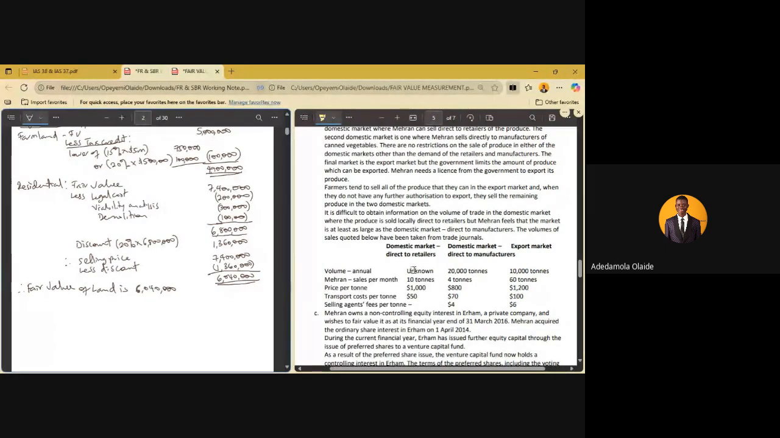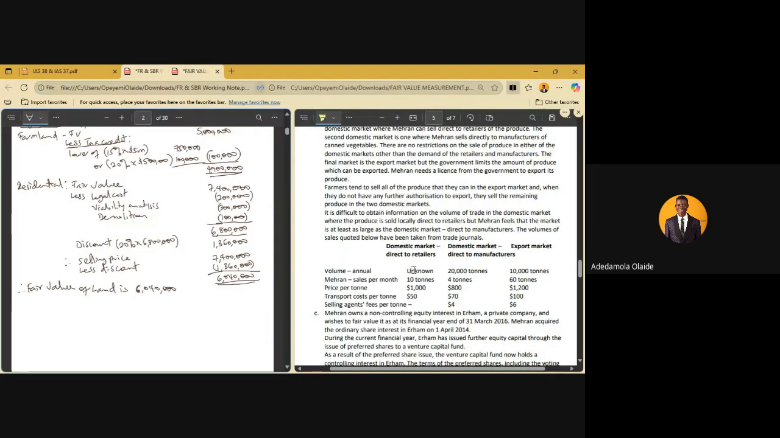They told us that they sell all of the produce they can sell in the export market. And when they do not have any further authorization to export, that's when they now sell to the domestic market. But if we look at it very well, Mirror's sales per month has dropped.